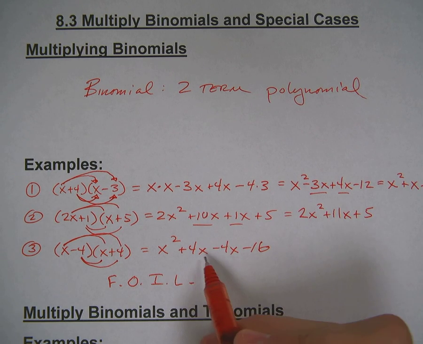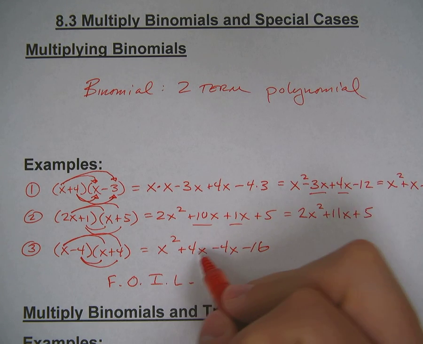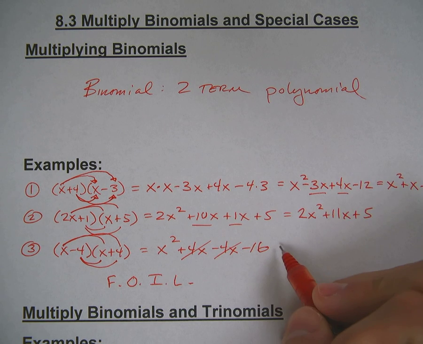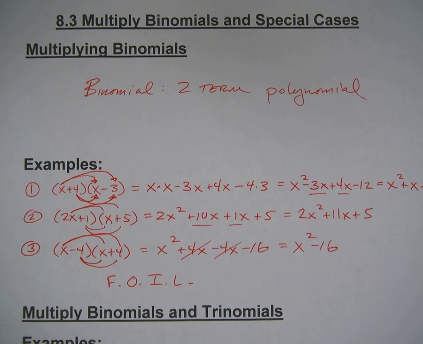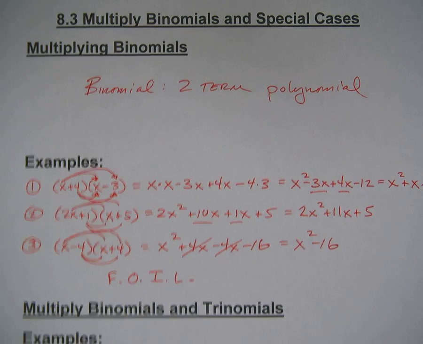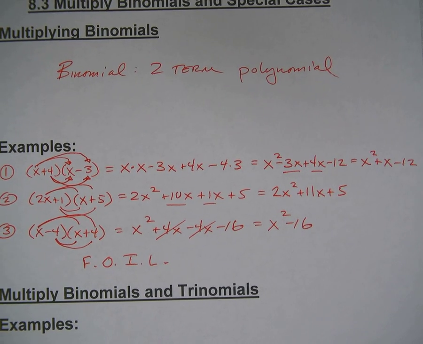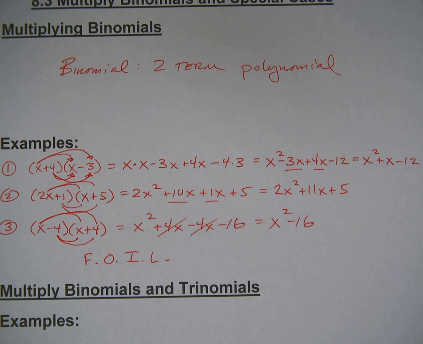To finish this up, we can combine like terms right here. This time, though, you notice the 4x and the negative 4x cancel, and we just end up with this, x squared minus 16. So that's all there is to it in terms of multiplying binomials. You just distribute twice. Sometimes people use the word FOIL. You can call it what you want, but either one gets the job done.